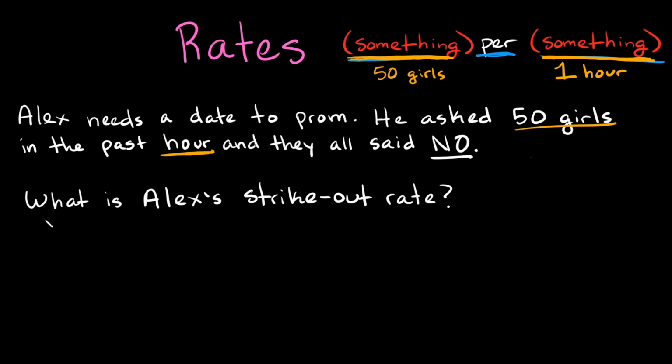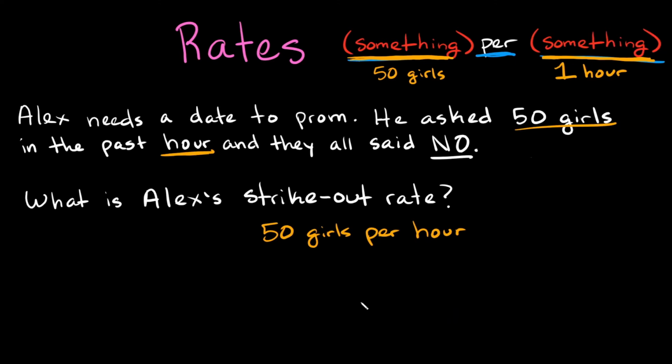So if we go back to the question, it says, what is Alex's strikeout rate? So his strikeout rate would be 50 girls per hour, okay? That's how often he's striking out with asking these girls out.